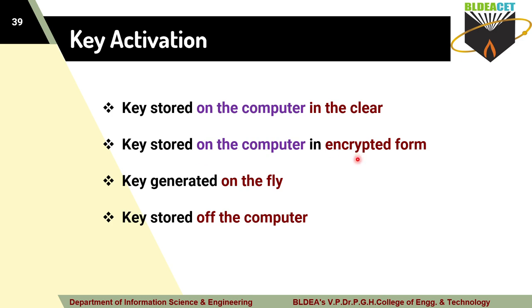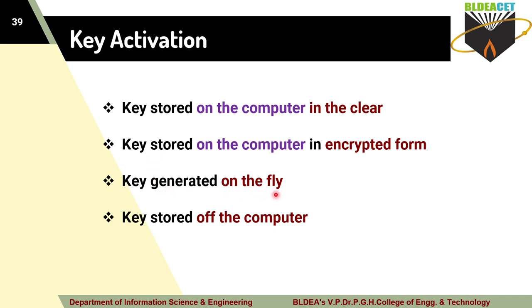What is the procedure you have to follow? First, you have to decrypt that. For decryption, you require the decryption key here. With the help of the decryption key, you can see what the key is, and that key you can access. Then the activation is based on your decryption key. If you know the decryption key, then you can make use of this key as a key activation.